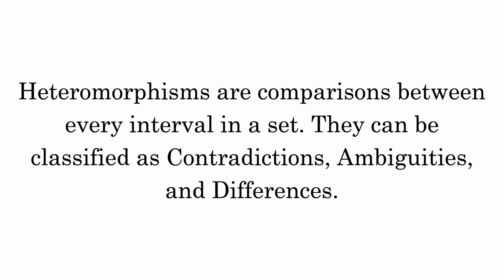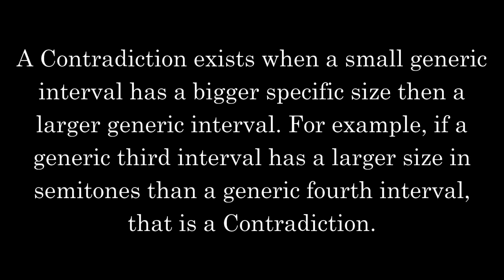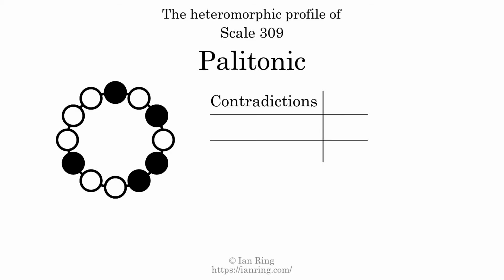Heteromorphisms are comparisons between every interval in a set. They can be classified as contradictions, ambiguities, and differences. A contradiction exists when a small generic interval has a bigger specific size than a larger generic interval. For example, if a generic third interval has a larger size in semitones than a generic fourth interval, that is a contradiction. The number of contradictions in this scale is 5.